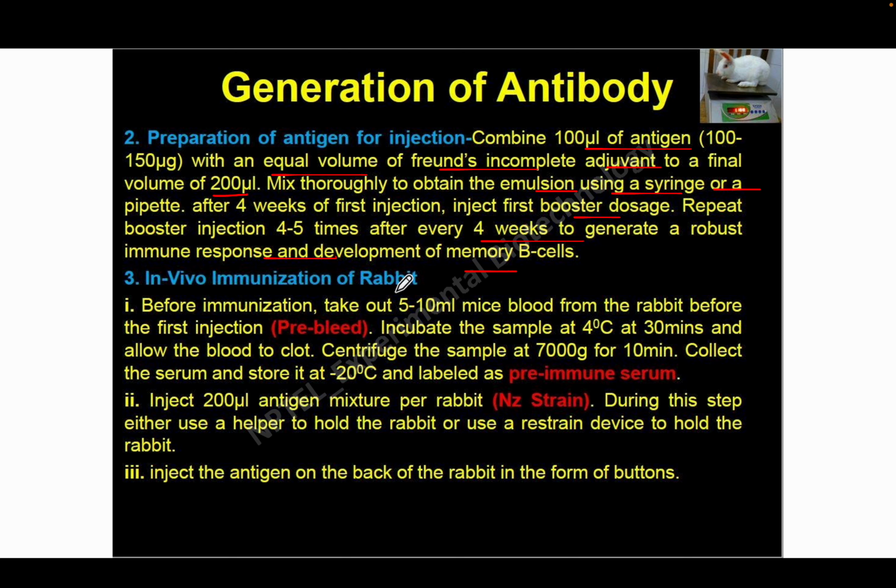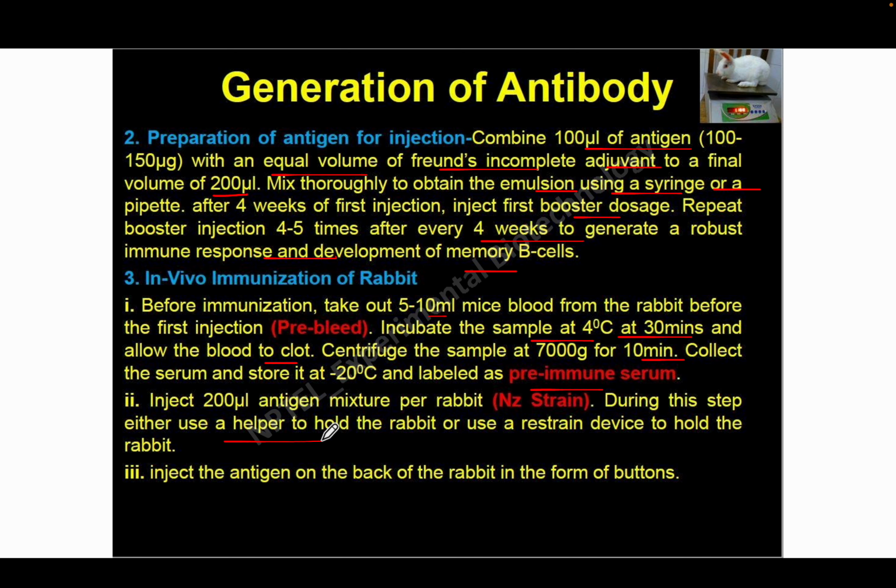In vivo immunization of rabbit: before immunization, take out 5 to 10 ml of blood from the rabbit before the first injection. Incubate the sample at 4 degrees for 30 minutes and allow the blood to clot. Centrifuge the sample at 7000 g for 10 minutes. Collect the serum and store it at minus 20 degrees, labeled as pre-immune serum. Inject 200 microliter antigen mixture per rabbit.